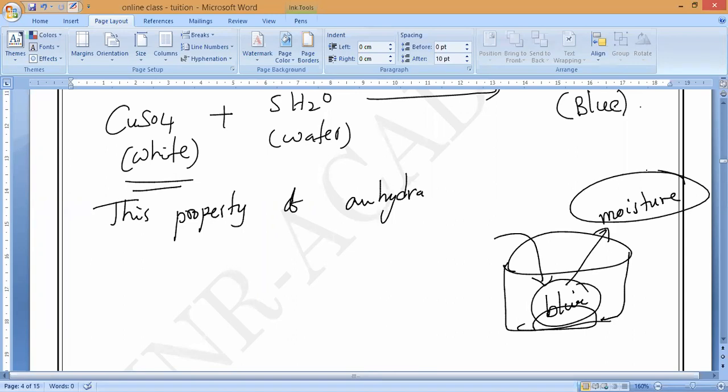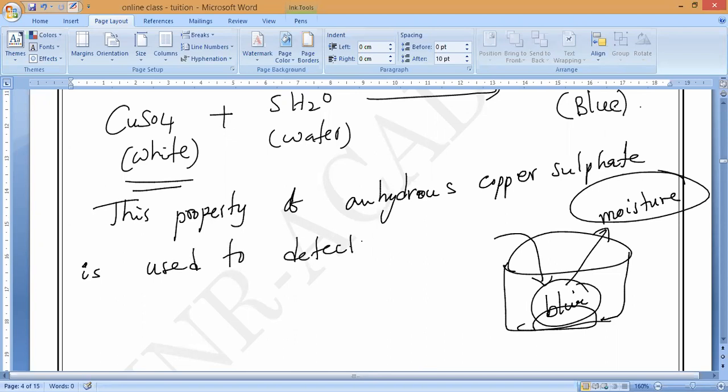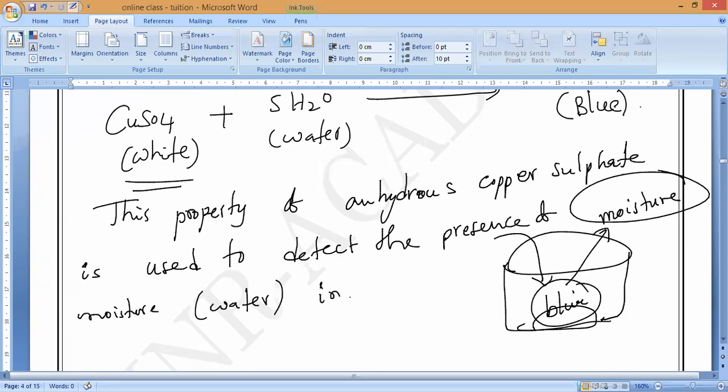Yes, sir. That is why this property of anhydrous copper sulfate is used to detect the presence of moisture or water in a liquid. That is the use of this one.